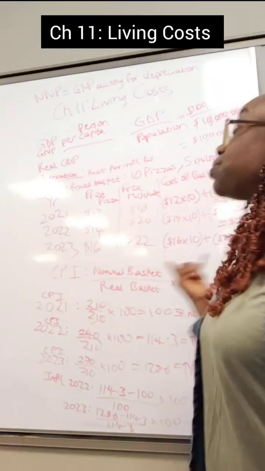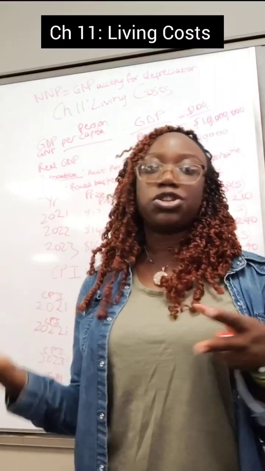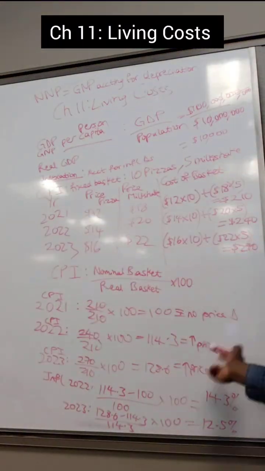And that is it about chapter 11, how to calculate your living cost in terms of the purchasing power of a good, whenever there is inflation or deflation.